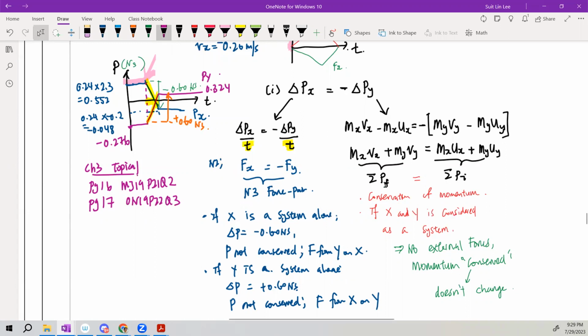Then, if you want a question about using change in momentum over time, you can try page 21. And page 18.